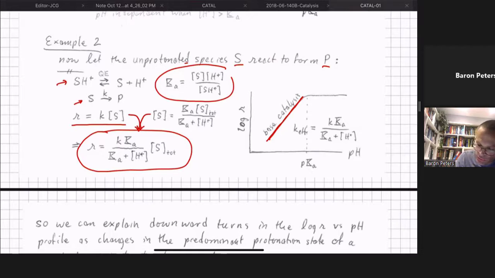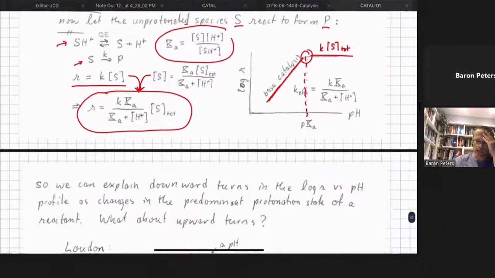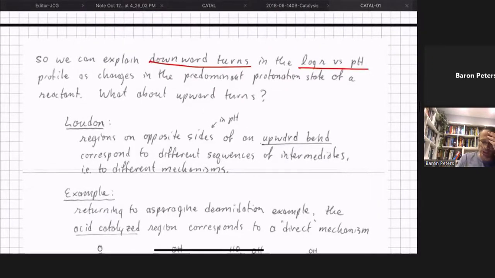When I cross through this point, what happens is that H plus has now become smaller than Ka. I can now begin to ignore H plus, and the two Ka's cancel, and I get a pH-independent rate law that looks like k S total. Again, we get this downward bend that happens right there where these two things meet. Okay, so those are examples of Loudon's rule for simple acid and base catalyzed processes. So we can explain these downward turns as changes in the predominant protonation state of a reactant.